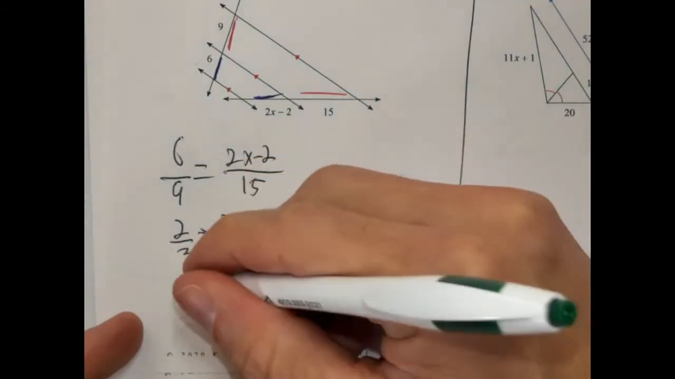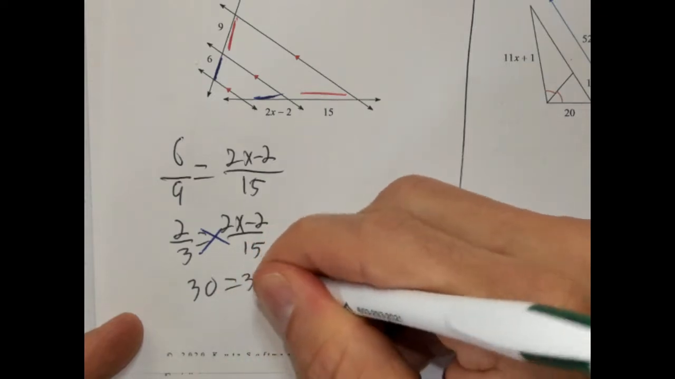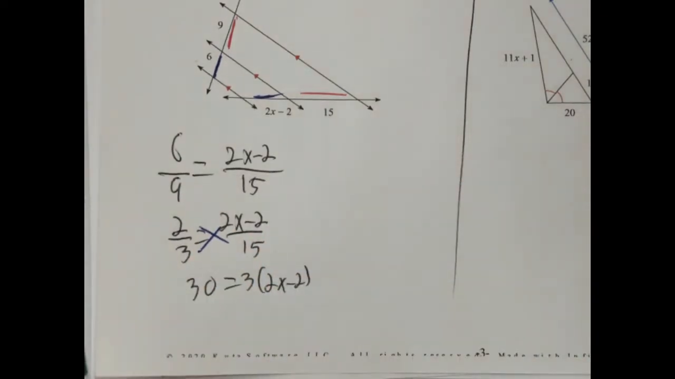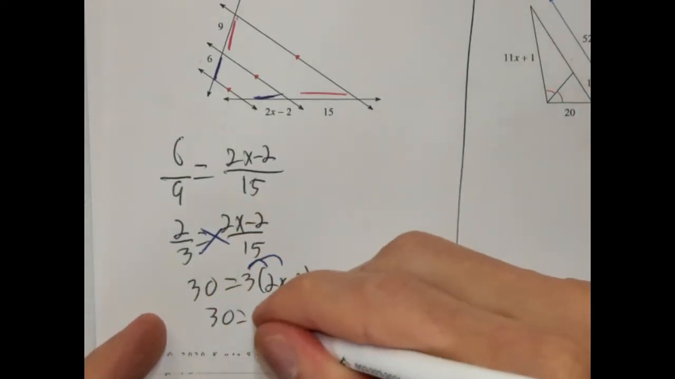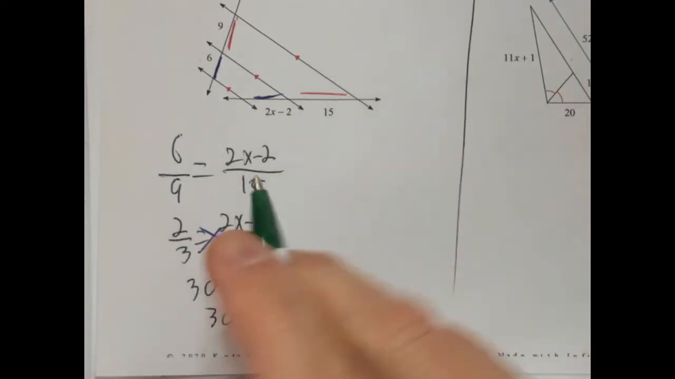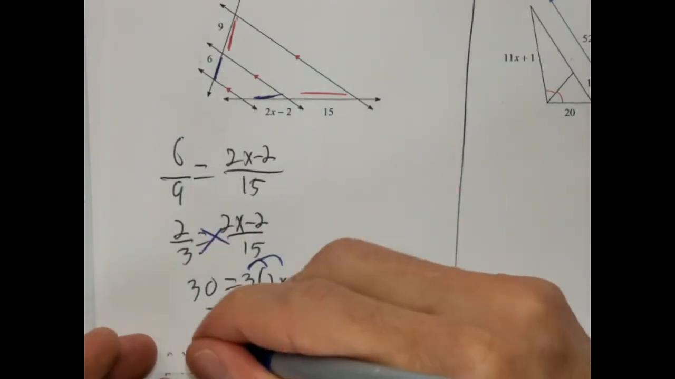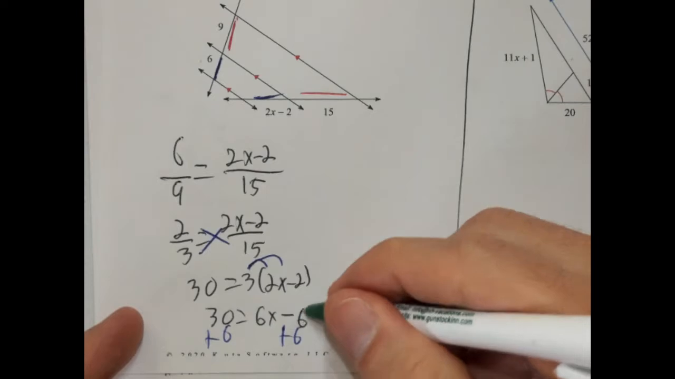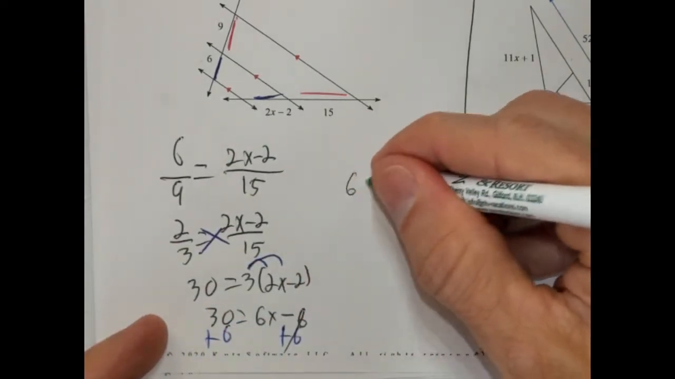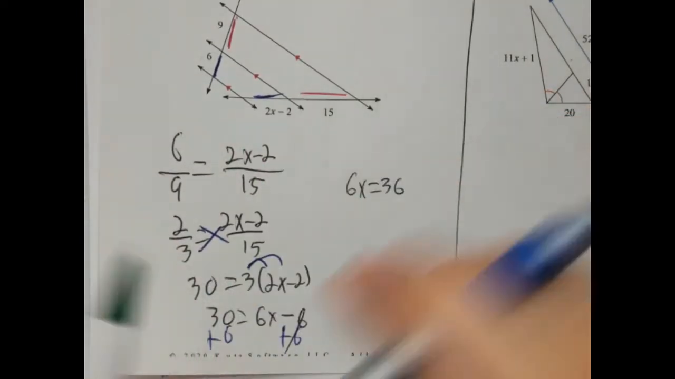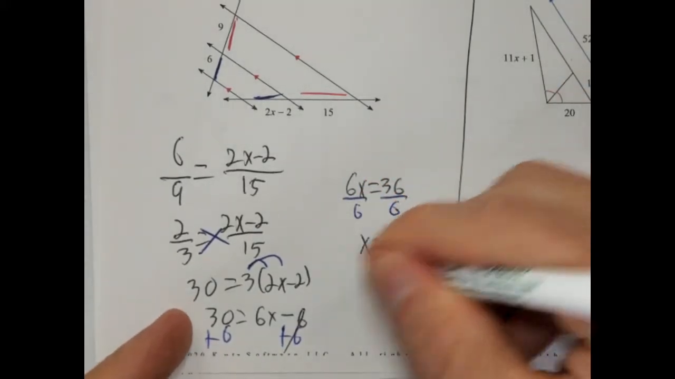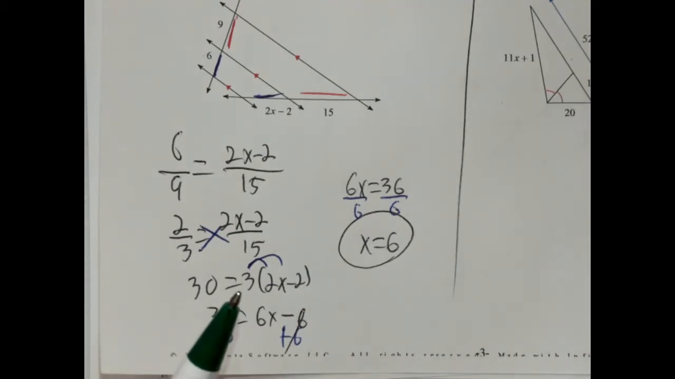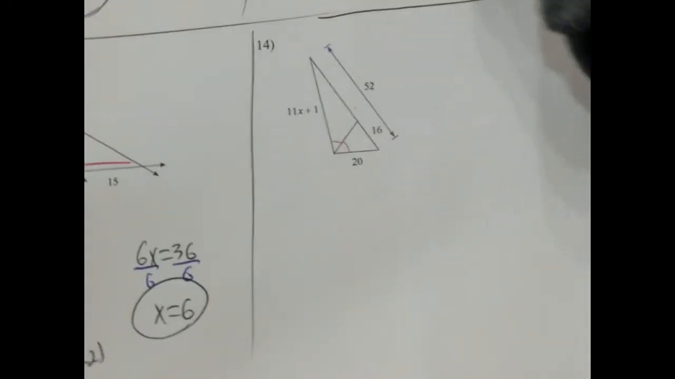And 15 times 2 is 30. And then 3 times 2x minus 2. We're going to distribute. 30 equals 6x minus 6. We're going to add 6 to both sides. Cross that out. So 6x equals 36. Divide by 6, and x will equal 6. So that is that one. Okay, number 14. Here we go.